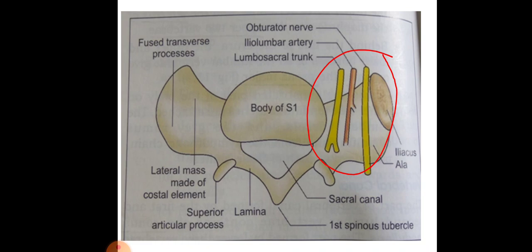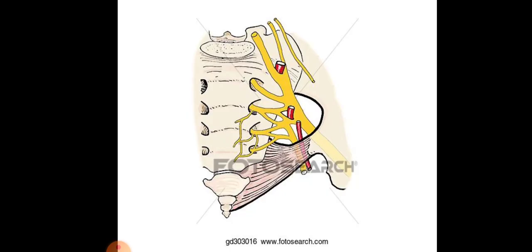It is important, it can be asked in your viva, what are the relations, what are the neurovascular structures at the ala of the sacrum. So this is again the structures at the ala of the sacrum. This is the anterior view. Here we can see the neurovascular structures which pass through the ala of the sacrum, then enter into the pelvic cavity.